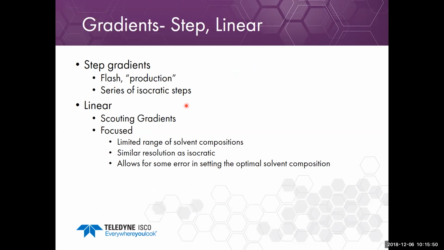Step gradients, I just showed you an example of one. It's used in flash production. It's a series of isocratic steps. The one I just showed you was 50% B, followed by a step to 100% B. Linear gradients are broken down into two groups. One of them is what I call scouting gradients, and the other one are focused gradients that use a limited range of solvent compositions. It provides similar resolution as an isocratic, and it allows for some error in setting the optimal solvent composition.